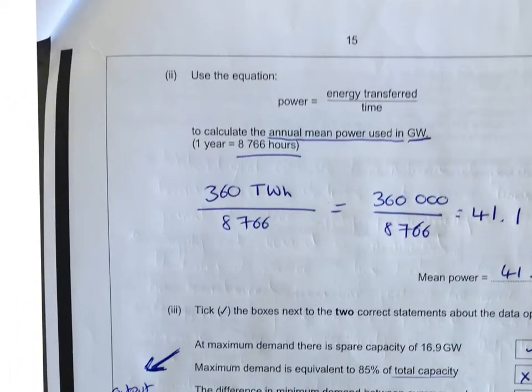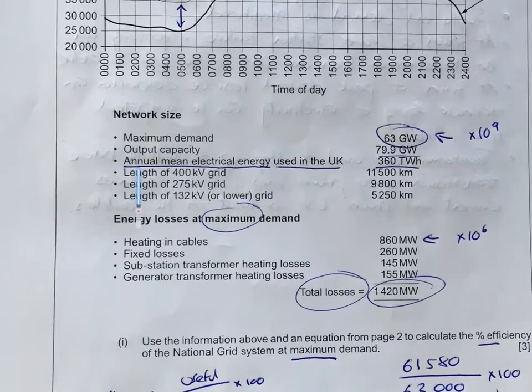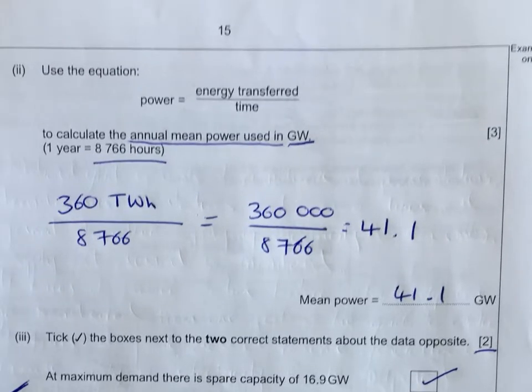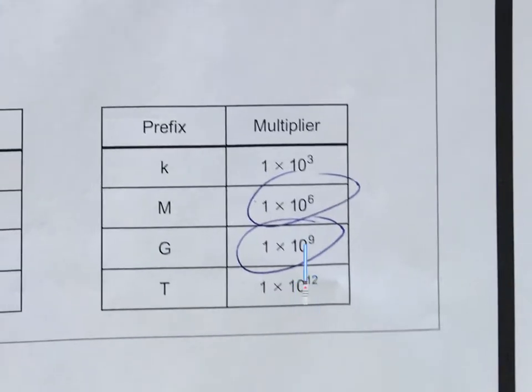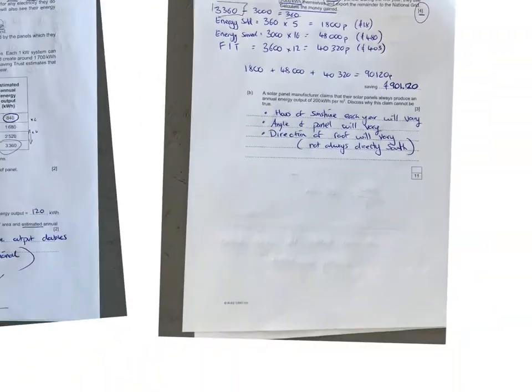Let's go back down here. So, again, it says to calculate the annual mean power used in gigawatts. Well, let's have a look. The annual mean electricity energy used in the UK is 360 terawatt hours. I need to convert that now to gigawatts. If I look at the front, a terawatt's got 12 zeros, a gigawatt's a step down. So again, I'm going to need to add 1,000 or 3 zeros now to whatever I've got. I'm all over the place here.